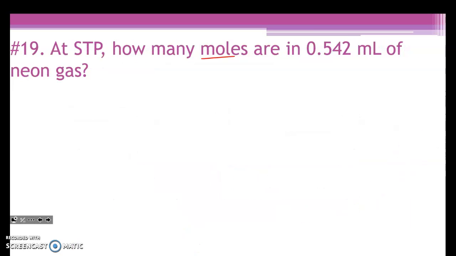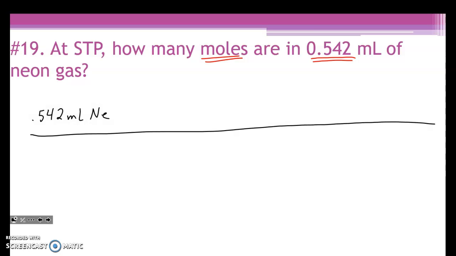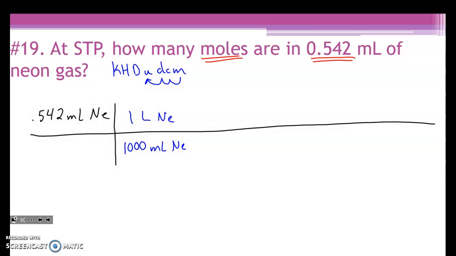At STP, how many moles are in 0.542 milliliters of neon gas? So the first step: the molar volume of a gas is 22.4 liters, not milliliters, so we're going to have to convert. There are 1,000 milliliters of neon in every 1 liter of neon. And if you need to refresh, King Henry died unusually drinking chocolate milk. You might need that conversion. 10 times 10 times 10 is a factor of 1,000.